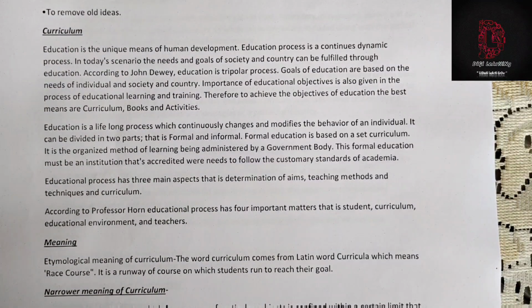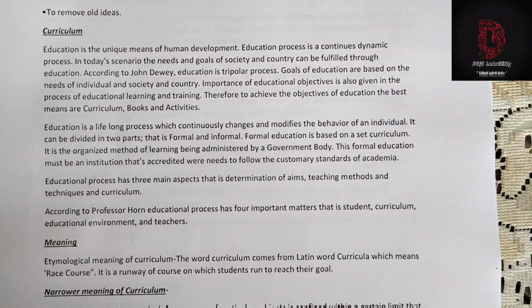Education is a unique means of human development. Education is a continuous, dynamic process. In today's scenario, the needs and goals of society and country can be fulfilled through education. According to John Dewey, education is a tripolar process. Goals of education are based on the needs of the individual, society and country. The importance of educational objectives is also given in the process of educational learning and training.